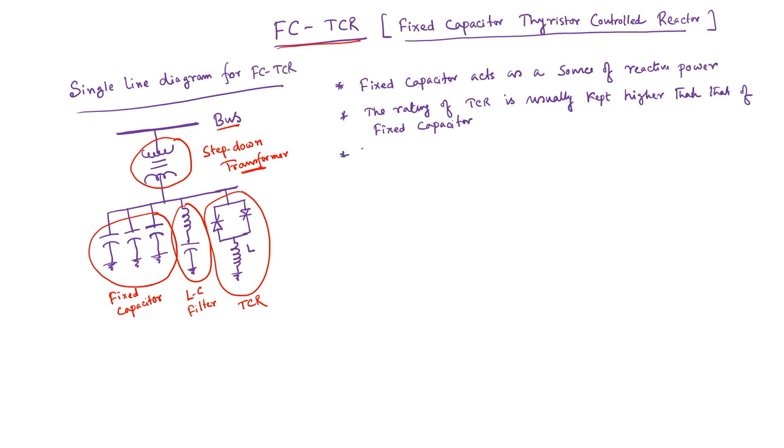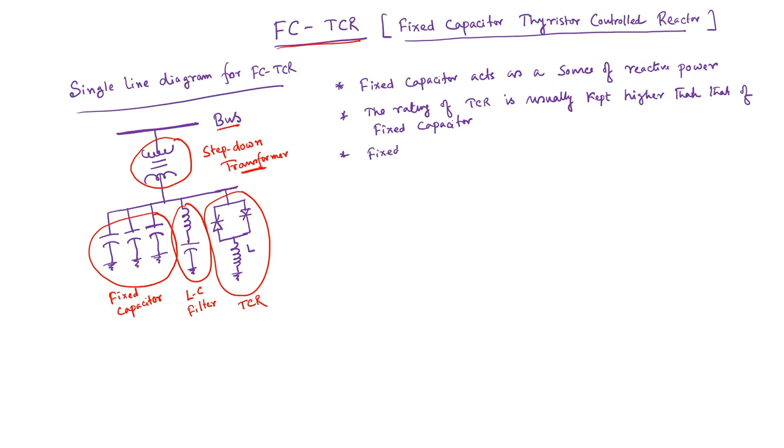And another advantage of having a fixed capacitor is that fixed capacitors are designed in such a way that they can also be used to suppress some of the dominant higher order harmonics. So, here the fixed capacitor is designed such that it could suppress some dominant harmonics.